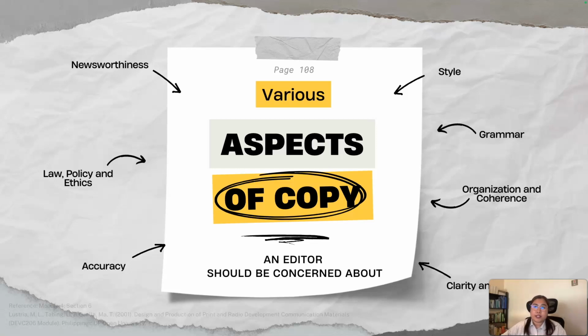According to Lustria et al., there are 7 aspects of a copy that editors should be concerned about. These aspects are certain contexts that an editor should be looking at in a document or a copy. It guides the editor to flag any corrections that need to be applied.